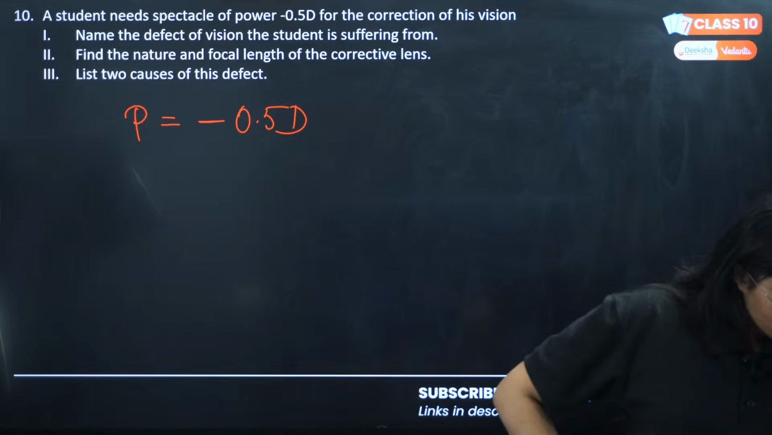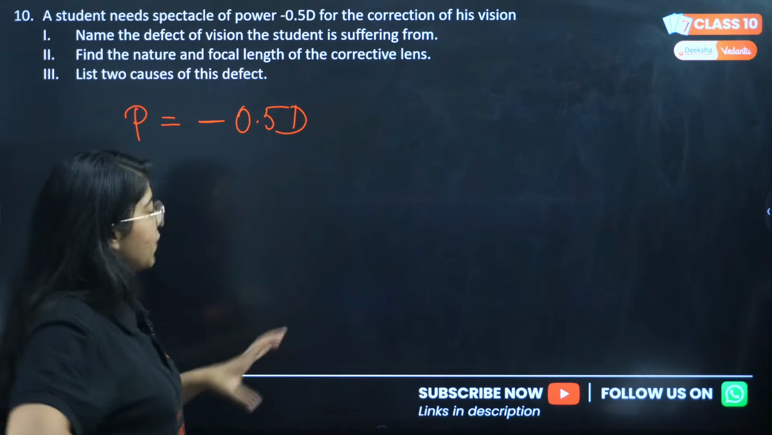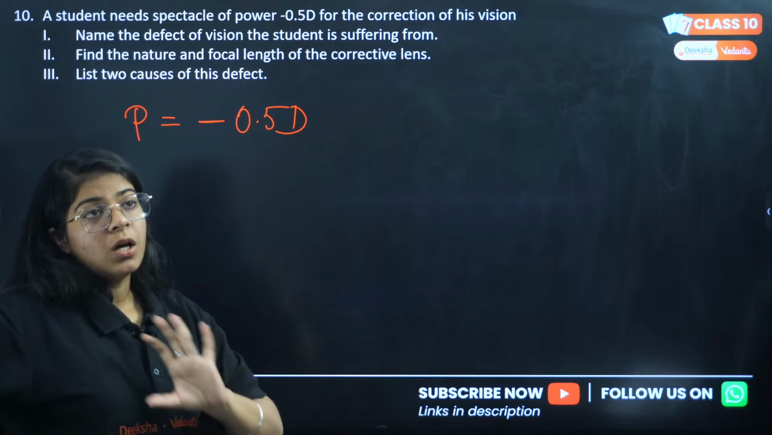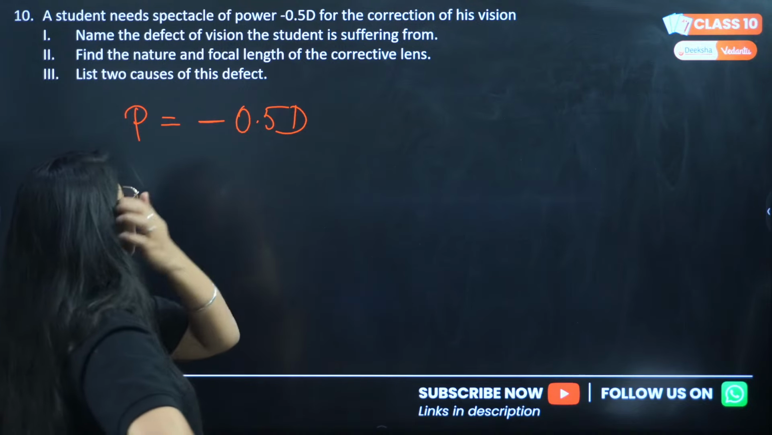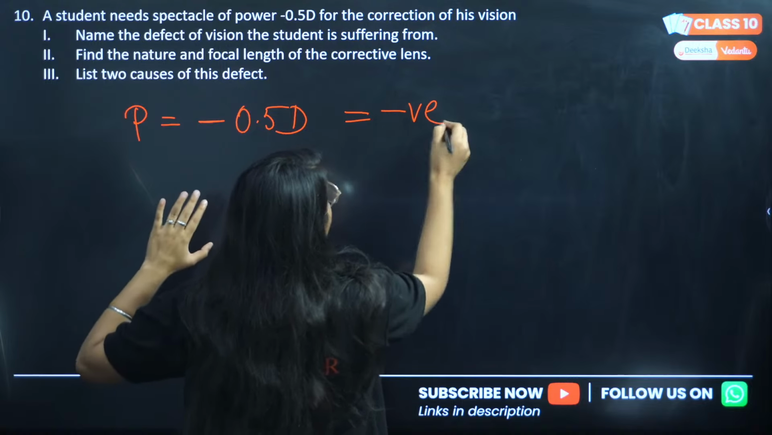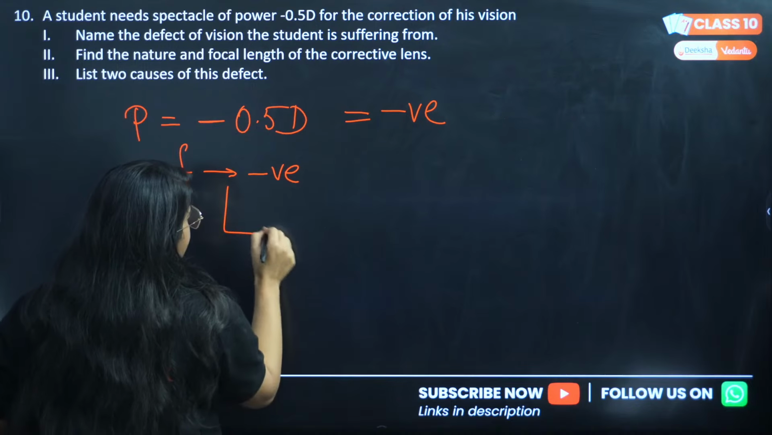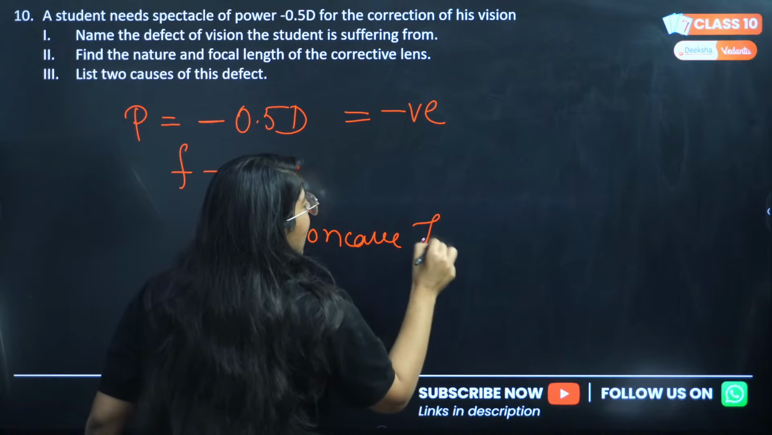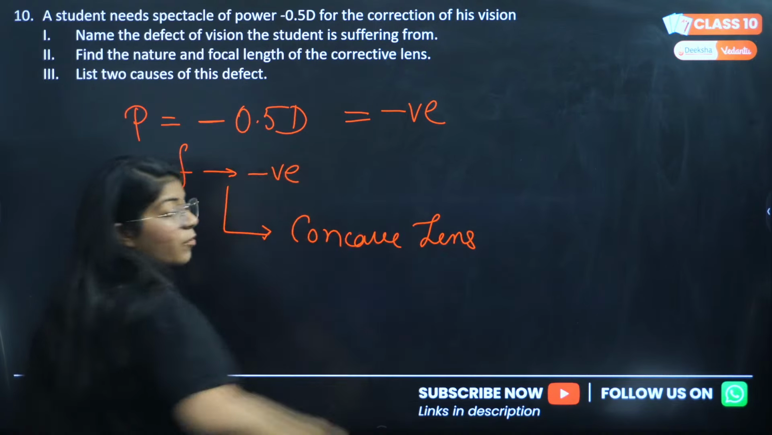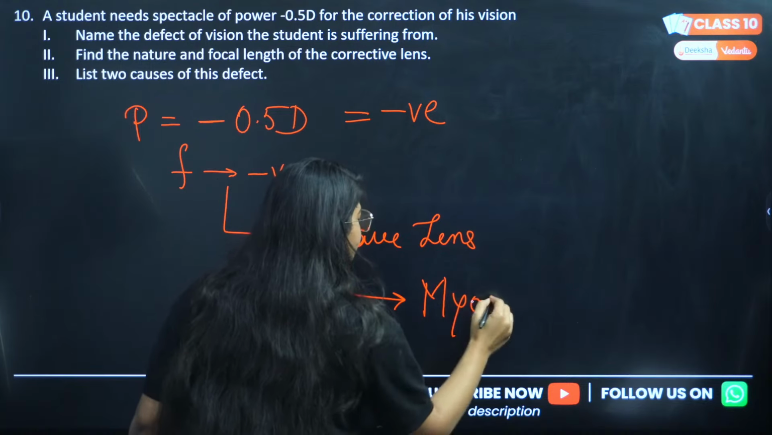What will be the defect of vision this person is suffering from. Okay, let me just tell you how to think about this question, what should be the right approach that will also save you time. Okay, so power is negative, the focal length hence will also be negative, and focal length is negative for concave lens, we know that, correct? And concave lens is used to correct which defect? It is used to correct myopia, correct?